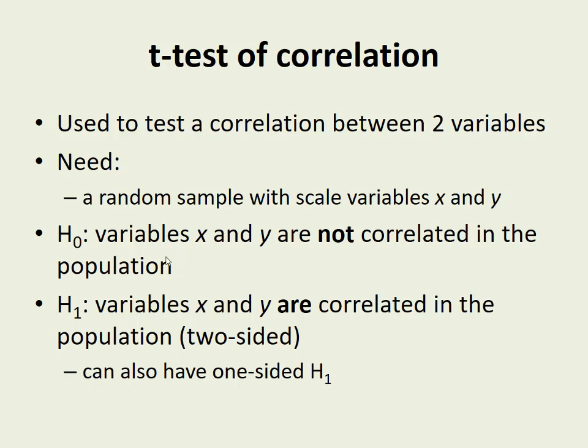So the null hypothesis is that in the whole population, those variables x and y are not correlated. The alternative is that in the population they are correlated, and that's a two-sided one. You can also have one-sided hypotheses, that they're positively or negatively correlated. I didn't write those out.